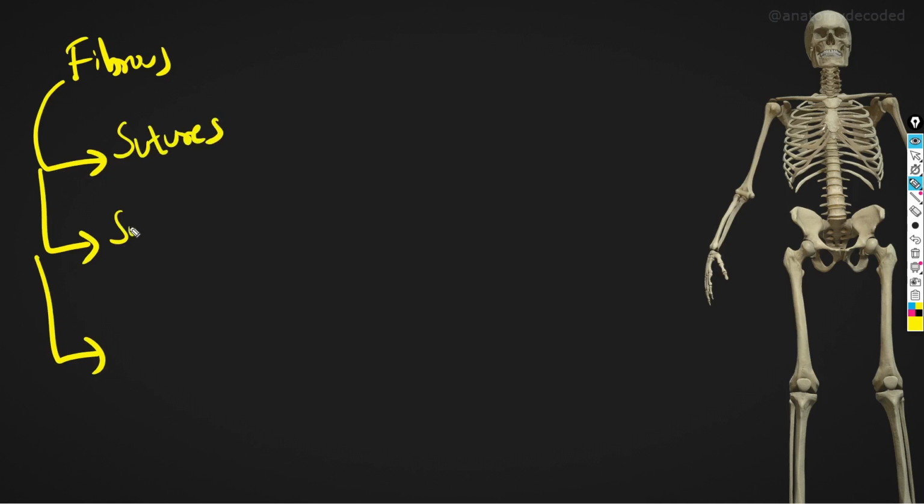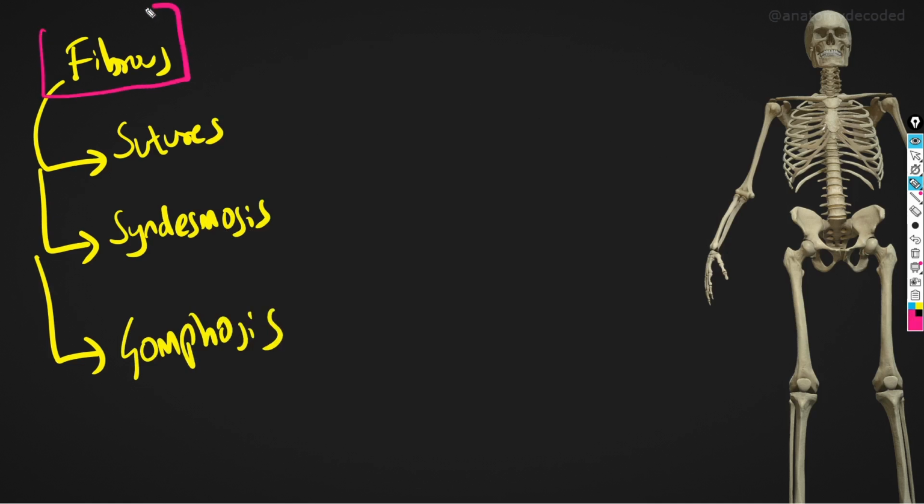Fibrous joints again have three further subdivisions. The first heading in fibrous is sutures. Then there is syndesmosis. And the third heading is gomphoses. Fibrous joints are further classified under three headings: sutures, syndesmosis, and gomphoses. Suture, everyone knows where the suture is present in the body, right? Skull bones.